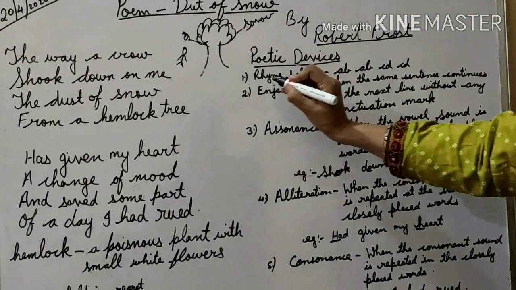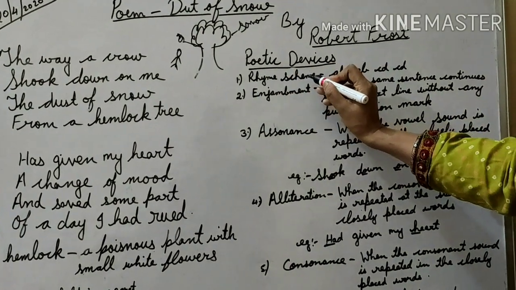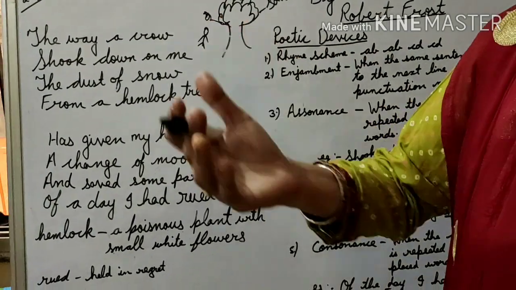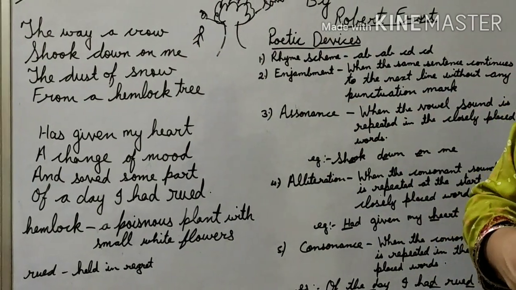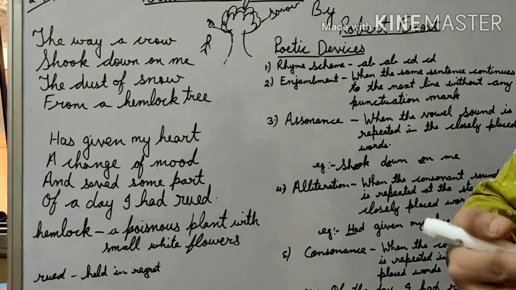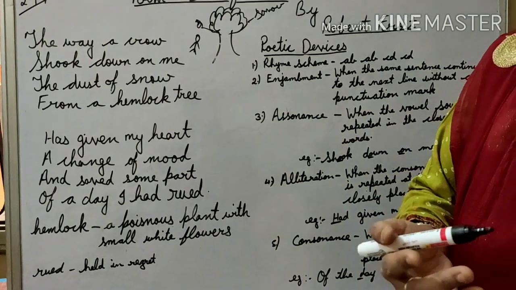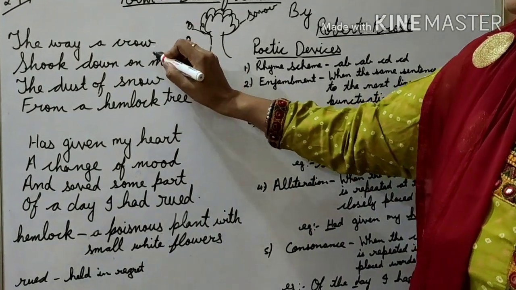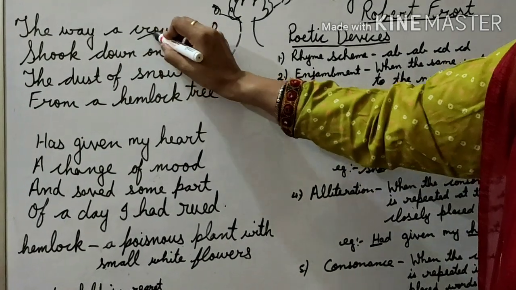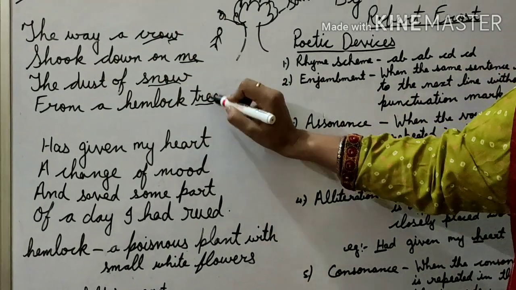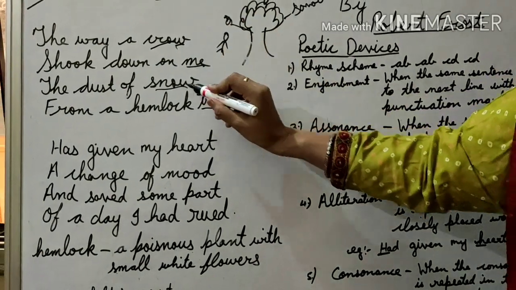Some poetic devices. First, I have written, see, rhyme scheme. Rhyme scheme means, in the junior classes you have read about the rhyme scheme, that the words with the same sound are called rhyming words. Can you see, each stanza is of 4 lines, and see the last word. When you see the last words, here are crow, me, snow, tree.